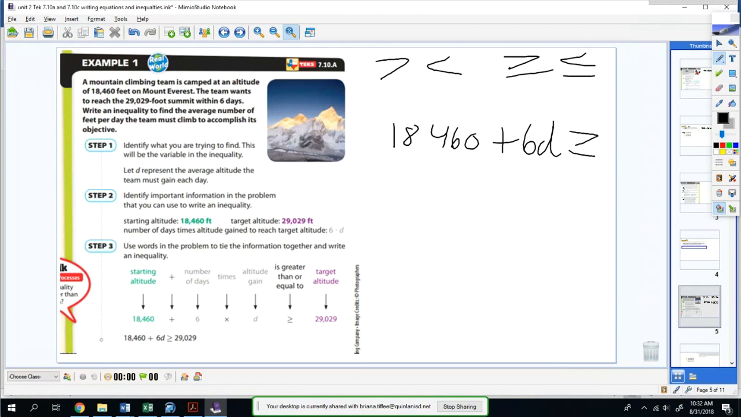And I actually wrote this inequality a little bit too big, so let me rewrite it. So greater than or equal to the summit, which is 29,029 feet. Because they can go past the summit. The summit doesn't mean it's at the top of the mountain. And that's, again, how you write the inequality.